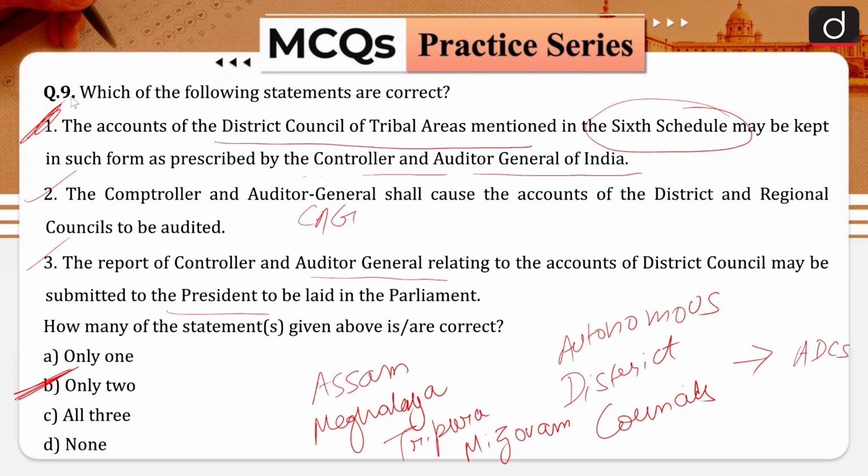The reports of the CAG relating to such accounts shall be submitted to the governor, who shall cause them to be laid before the council, and that is why your statement number 3 is incorrect in nature. So the correct answer for this question is option B, only 2.